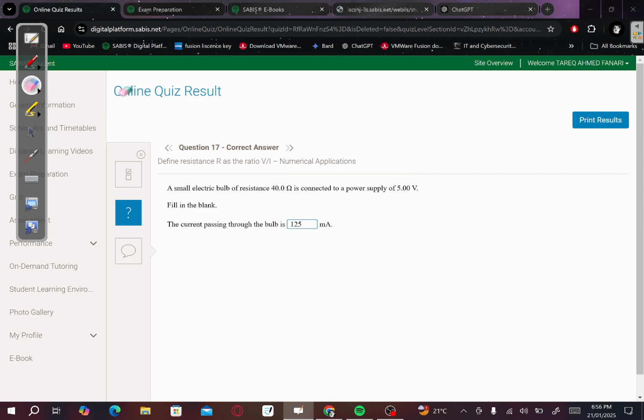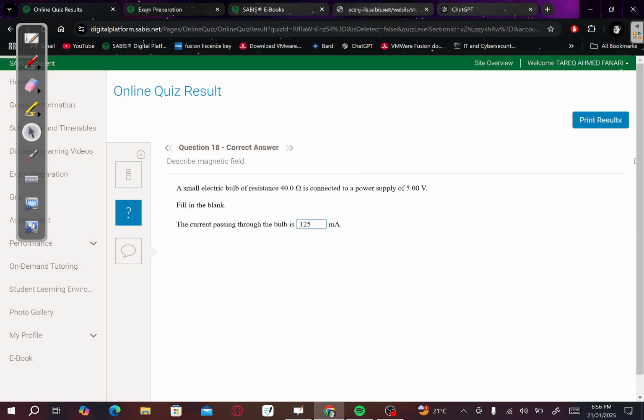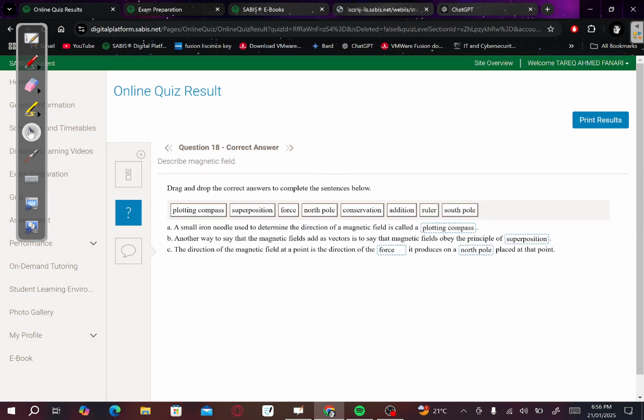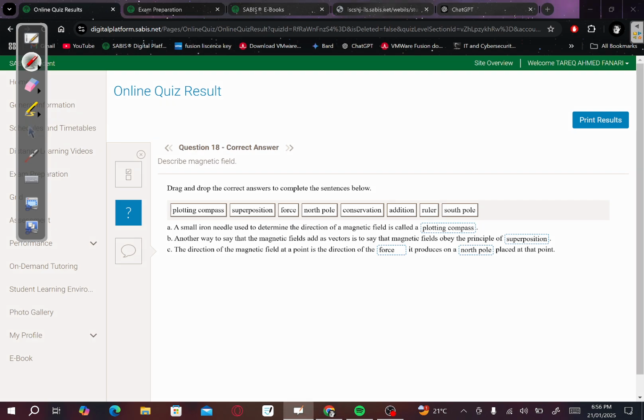Okay. Question 18. A small iron needle is the plotting compass that's used to determine the magnetic field. We said it's an iron compass. Another way that magnetic fields add as vectors is to say that the fields obey the principle of superposition. Superposition means you can add vectors. Basically, that's what that means, as far as I'm aware.